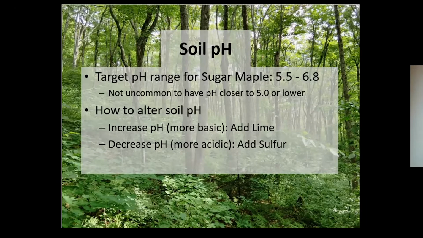All right, so going back to thinking about our soils and our soil health, let's think about the soil pH. Ideally for a sugar maple, we want a target pH range of about 5.5 to 6.8. But it's not uncommon to have a pH closer to the lower 5s or even the high 4s. It's maybe not ideal for a sugar maple, but they can grow and thrive in those types of soils as well. It depends on where you are.